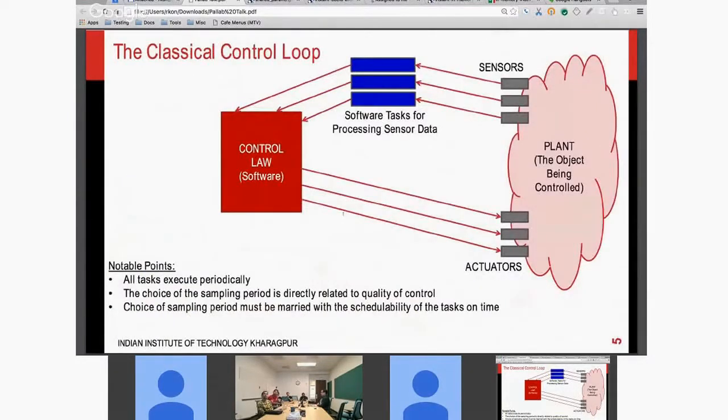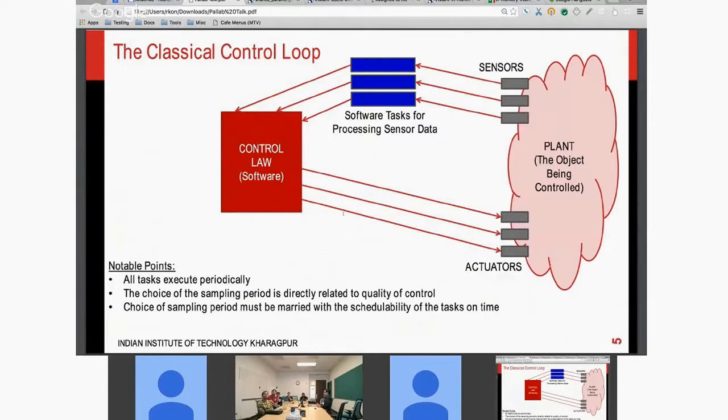So I'll start by assuming that not everyone here is an electrical engineer. So I'll just start briefly with the classical definition of embedded control. So we have a plant, that is the object which is being controlled.